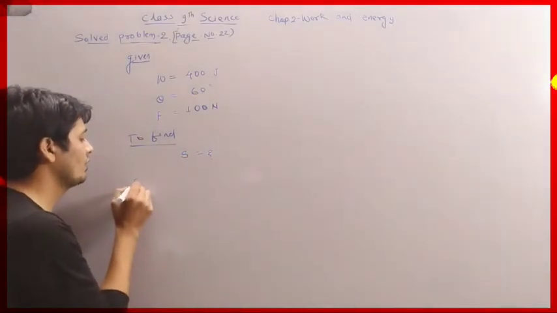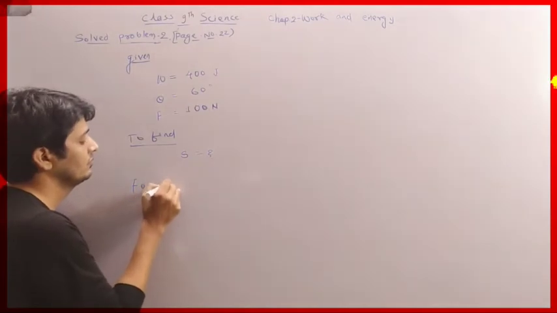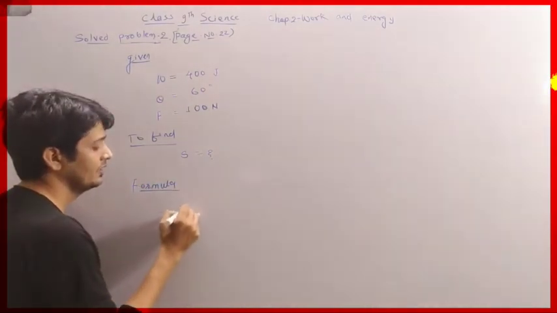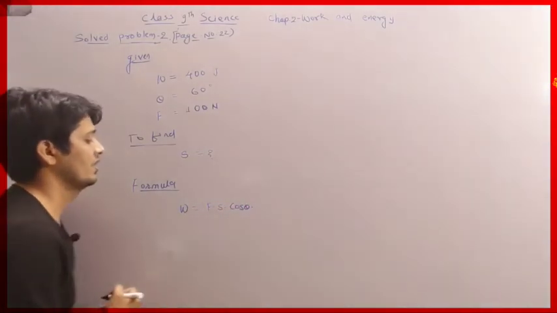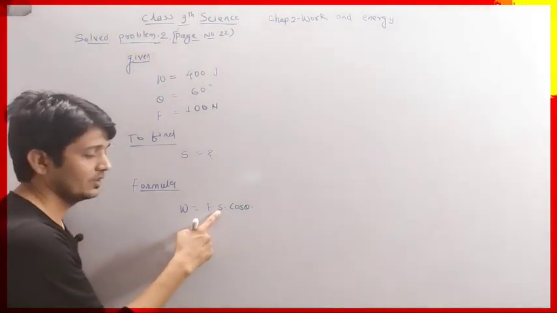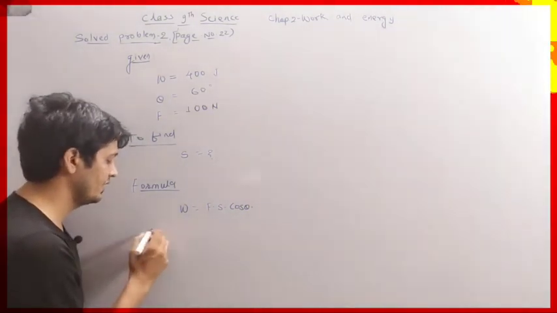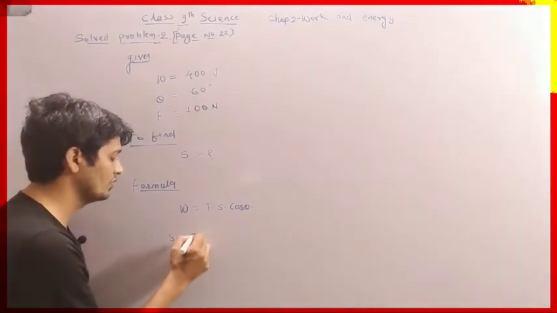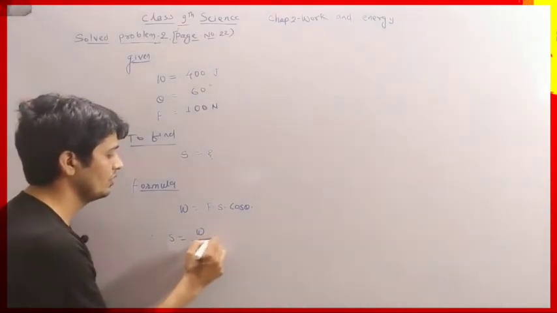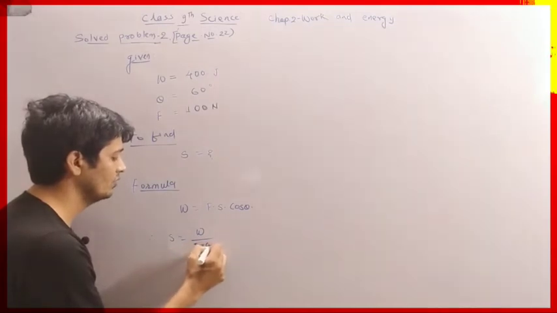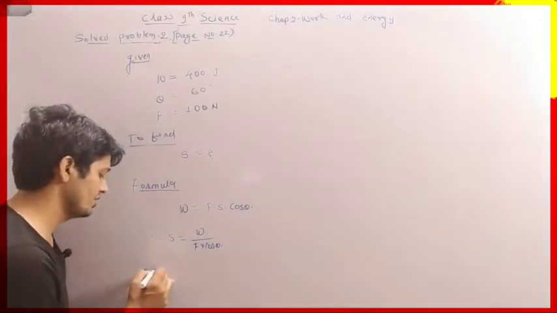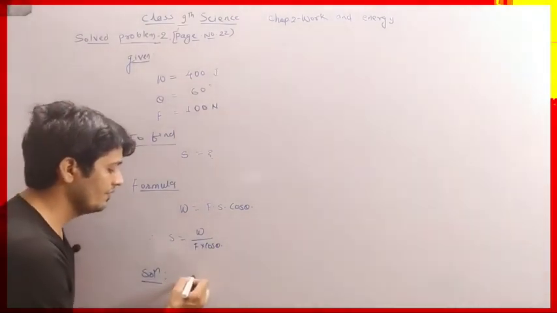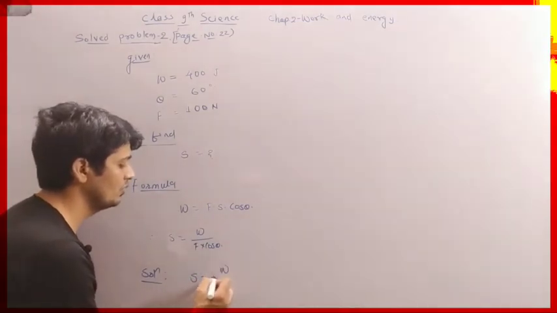Now we have to write the formula. What is the formula? W equals F into S into cos theta. So we have to calculate S. We move F and cos theta to the other side. Therefore S equals W divided by F into cos theta. Now we have to solve the question. So solution. We have the formula S equals W divided by force into cos theta.